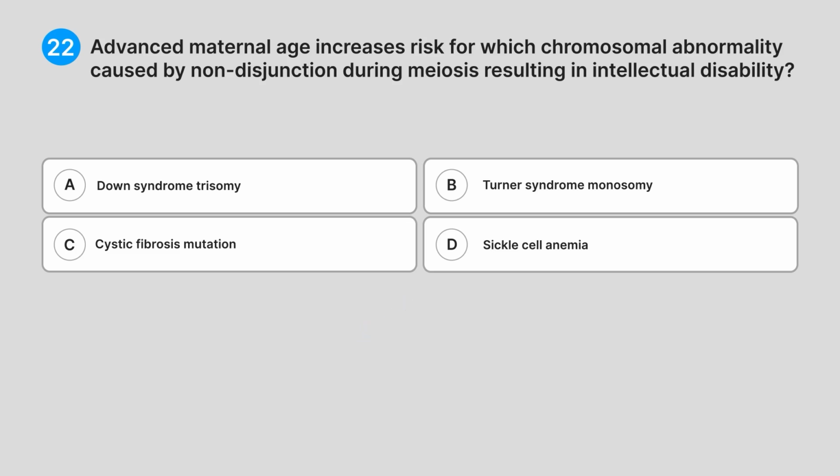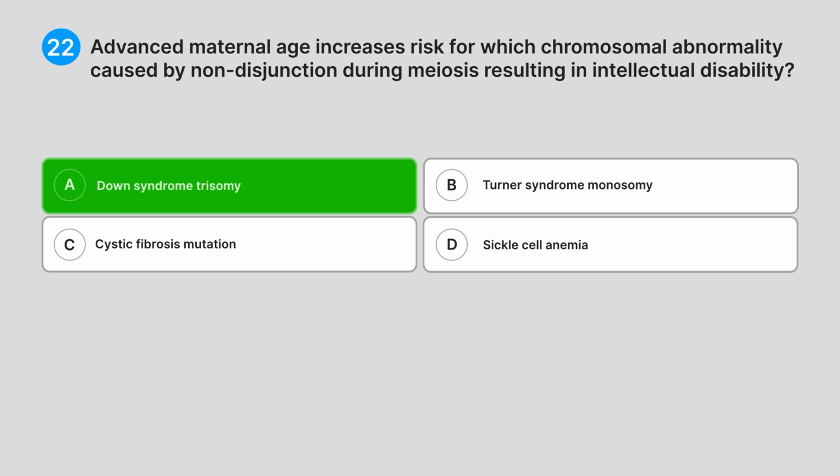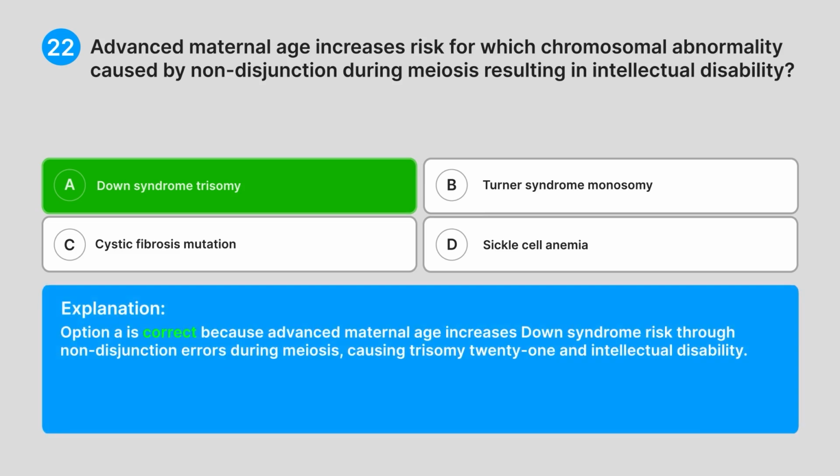Correct answer, A. Down syndrome trisomy. Explanation: Option A is correct because advanced maternal age increases Down syndrome risk through non-disjunction errors during meiosis, causing trisomy 21 and intellectual disability.